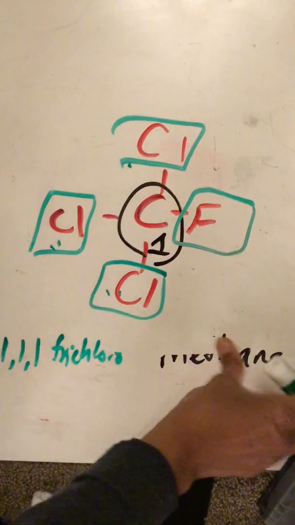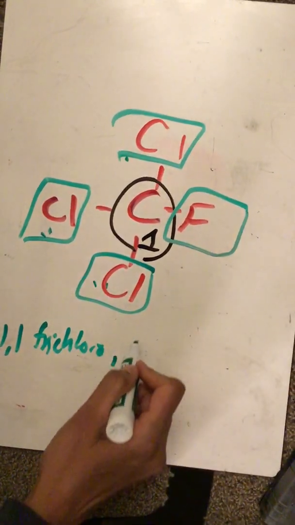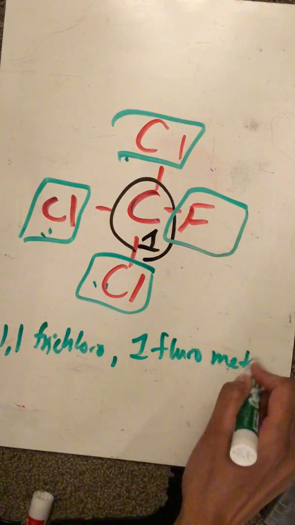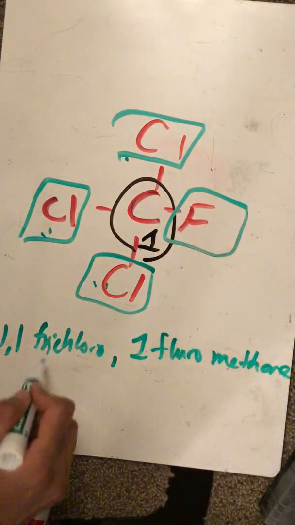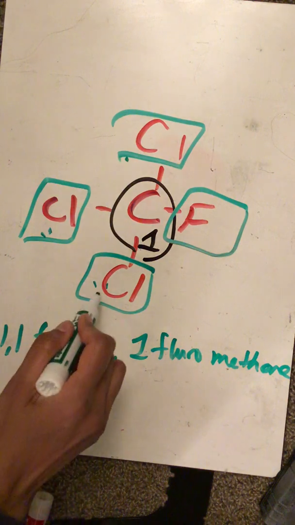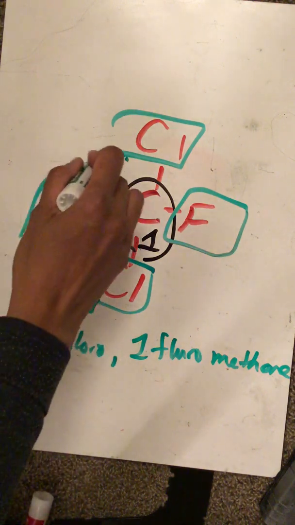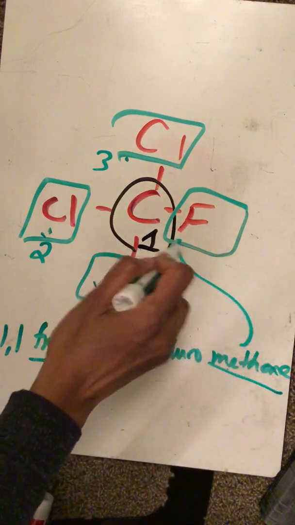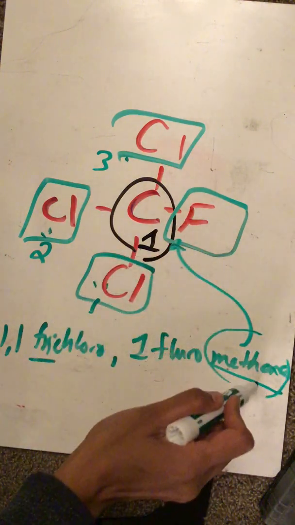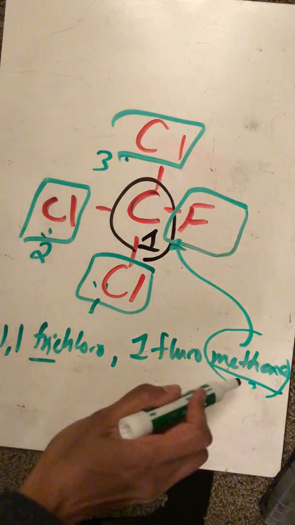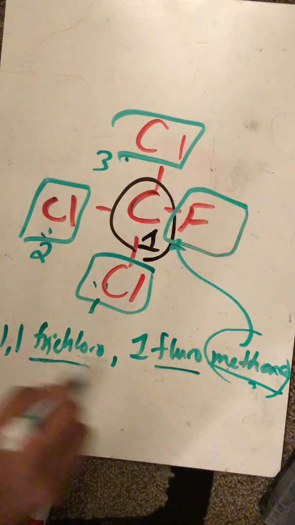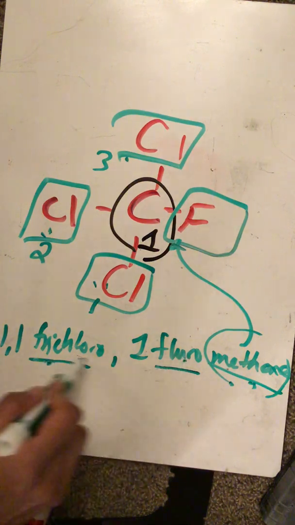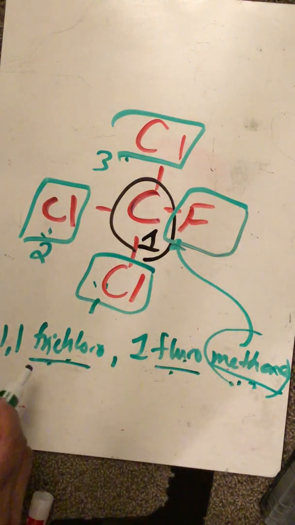Trichloro. And then, sorry, the name is long, 1 fluoromethane. So you can see that I named it trichloro because I have 1, 2, 3 chlorines attached to the methane, which is my parent chain. And remember, the parent chain always comes last when you name the whole thing. You always name the branches first, and then the name of the parent chain last.